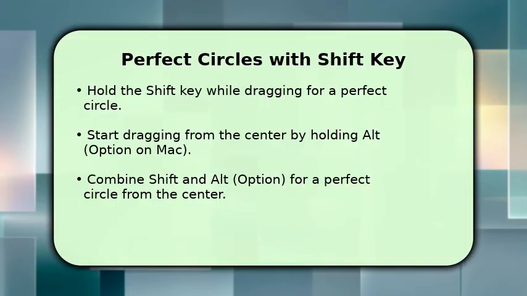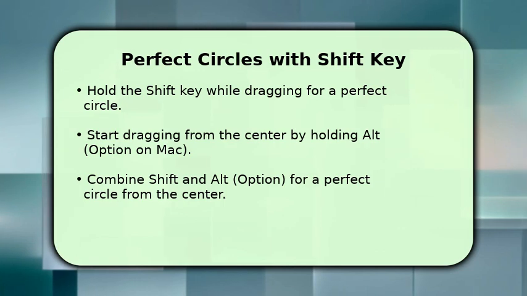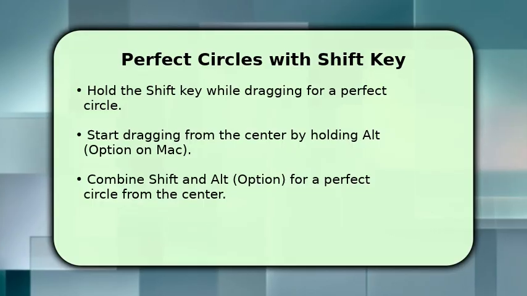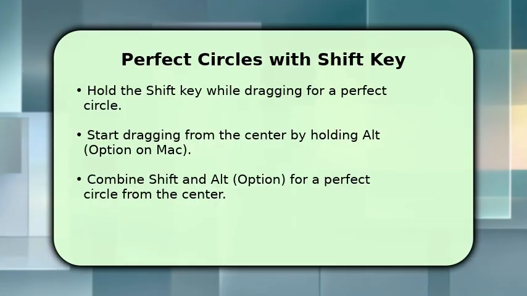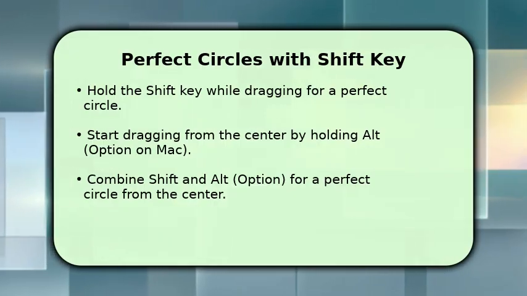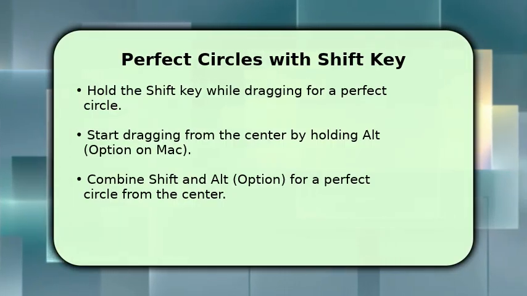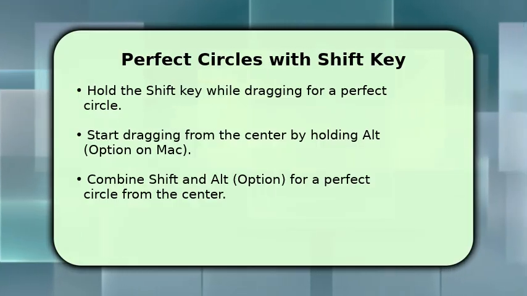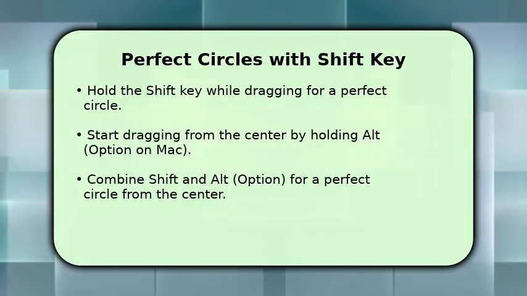To create a perfectly symmetrical circle, hold down the Shift key while you drag with the elliptical marquee tool. This constrains the proportions to a 1-to-1 ratio. If you want to draw the circle from its center point, hold down the Alt key or Option on a Mac while dragging. For a perfect circle drawn from its center, hold both Shift and Alt or Option simultaneously. This gives you precise control over your circular selection.